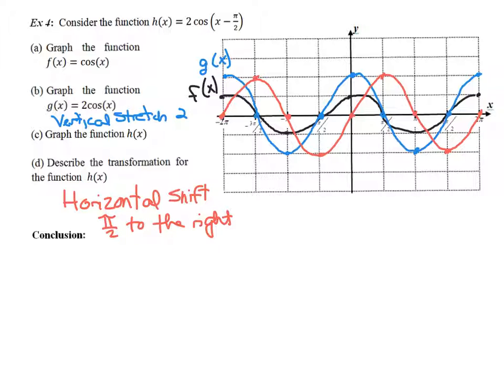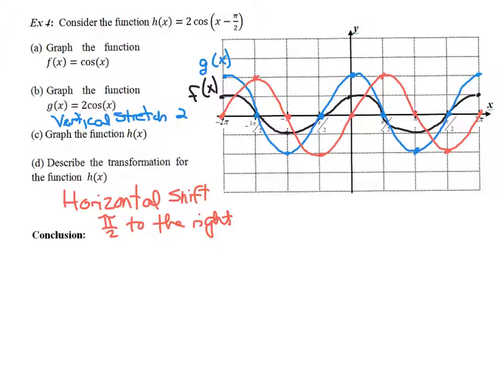Now, when we moved it pi over 2 to the right, the graph that we came up with should be a familiar graph for us. See if you can write down what the equation of that red graph would be in another way, other than how I've given you the horizontal shift. Can you think about what that equation actually would be?